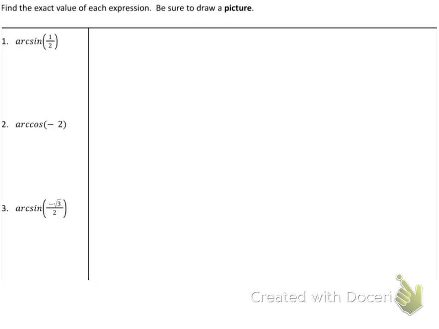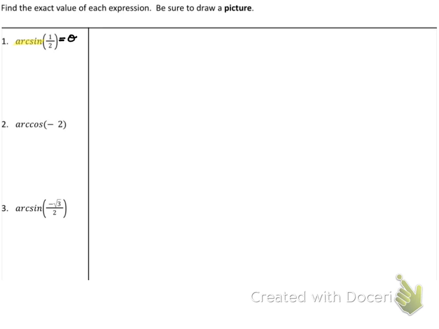Okay, so let's see if we can actually do this. So here's what I would normally do. I take a look and pay attention to which arc this is. If this is arc sine, arc cos, arc tan, arc sec, arc cosec, or arc cotan, then you are looking for an angle. Your answer is going to be an angle.